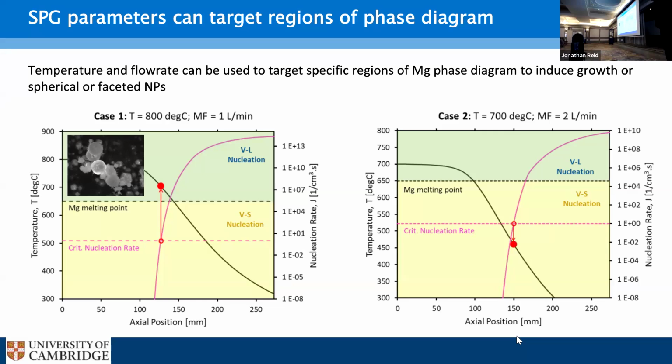Conversely, for a case where we have much lower temperature and higher carrier gas flow rate, the nucleation threshold is surpassed at a point where the temperature is much lower than the melting point. And so we'd expect vapor to solid. And when we take a sample, we see that the particles exhibit very clear crystal habits.